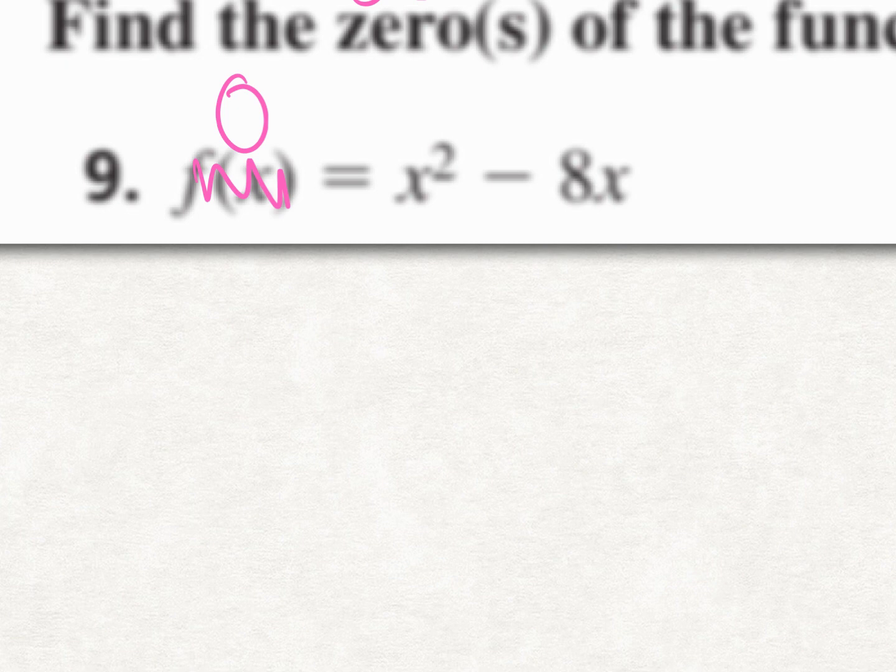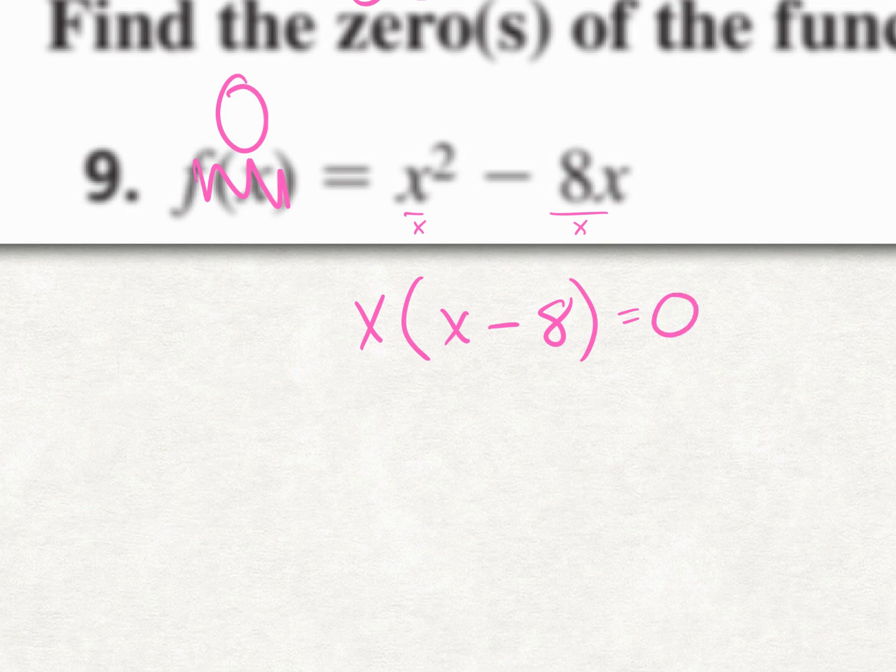My greatest common factor between x squared and negative 8x squared would be x. So I can take out an x, so I'm dividing both of these by x, and I'm left with x minus 8. So x minus 8 is equal to 0.